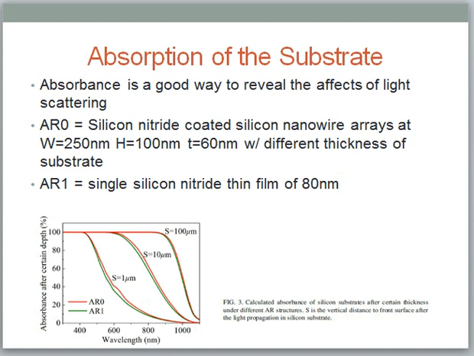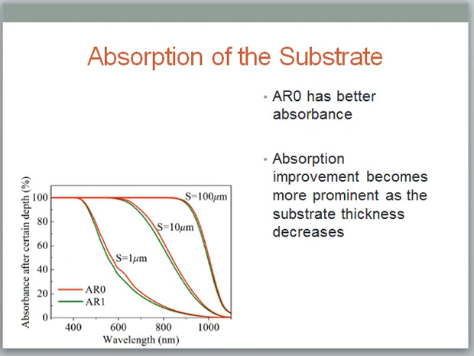However, we alter S, which is the thickness of the substrate array, to show you the variation. And then AR1 equals a single silicon nitride thin film of 18 nanometers. We also plotted that as a reference. As you can see from the graph, AR0 has better absorbance than AR1. And as the wavelength increases, the absorbance gets better.